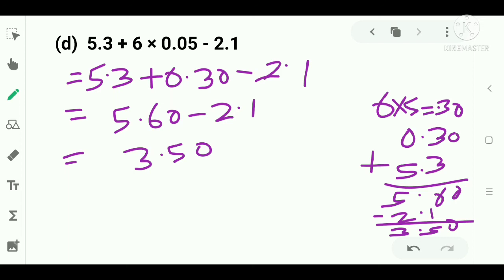This is the answer. Now students, 2 parts are left of this worksheet. Try to do those 2 parts. If there is any problem, then we will discuss in the live class. Do these questions according to the method of applying DMAS and then you can get the answers correctly.